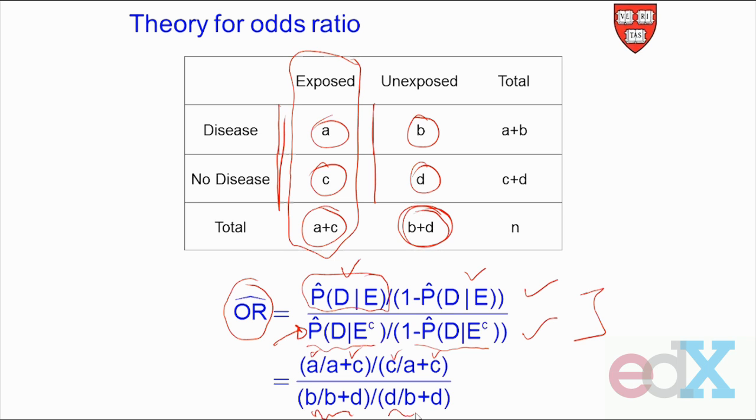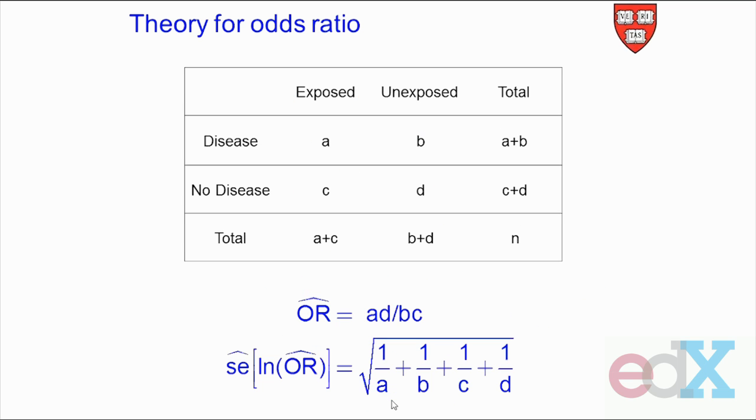And so there it is. Now we can cancel out the A plus C and the B plus D, and what we're left with is A over C divided by B over D, or another way of writing it, the estimate of the odds ratio is just AD divided by BC. So it's cute. It's very neat. We can estimate the odds ratio that way.